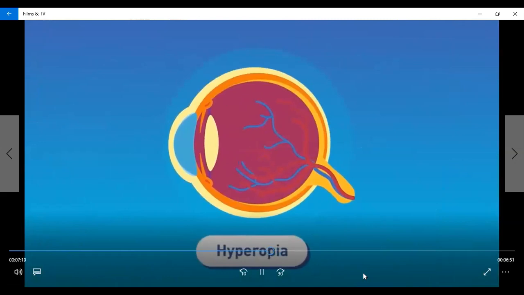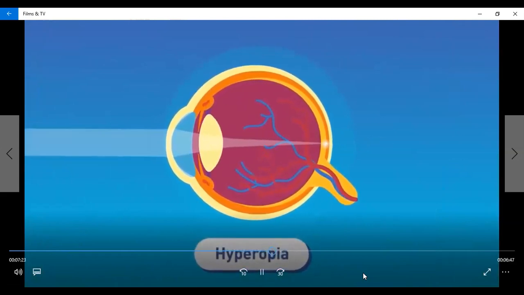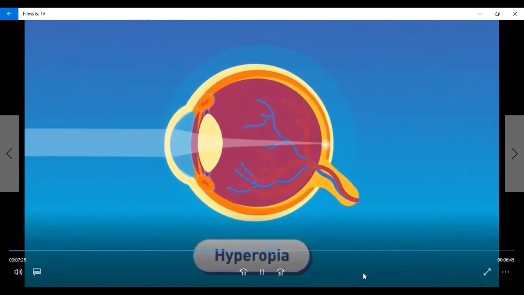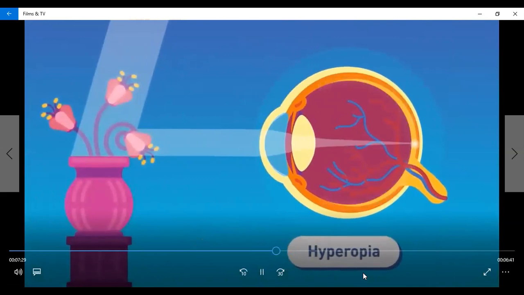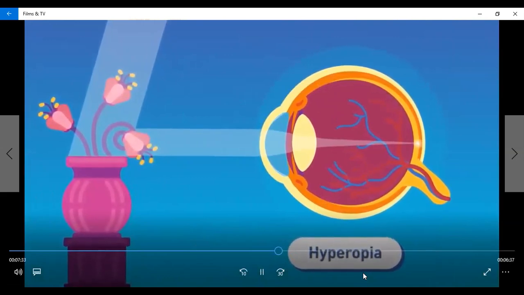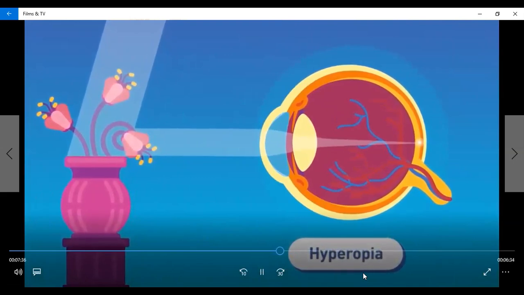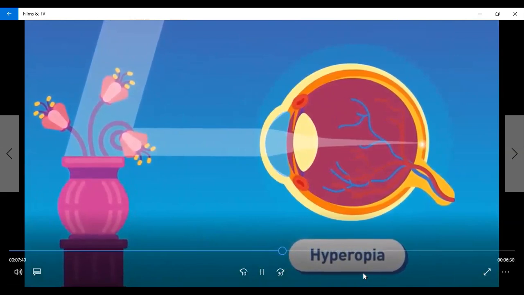But the unique thing about hyperopia is that if these patients increase the power of their lens by contraction of certain intraocular muscles, they can focus the image accurately on their retina. This will result in excessive and continuous use of intraocular ciliary muscles in order to keep the image focused on the retina, resulting in pain.